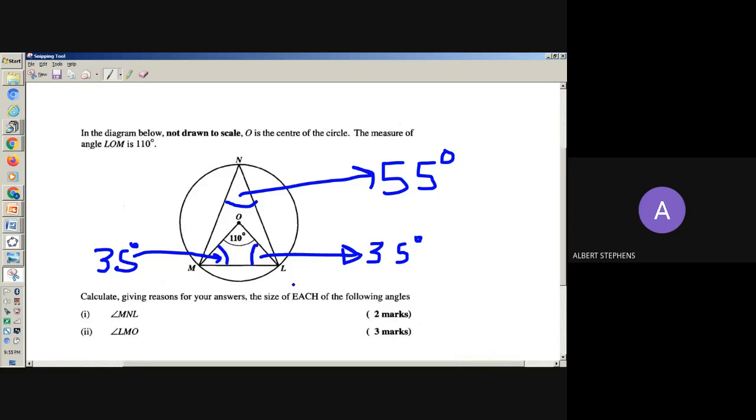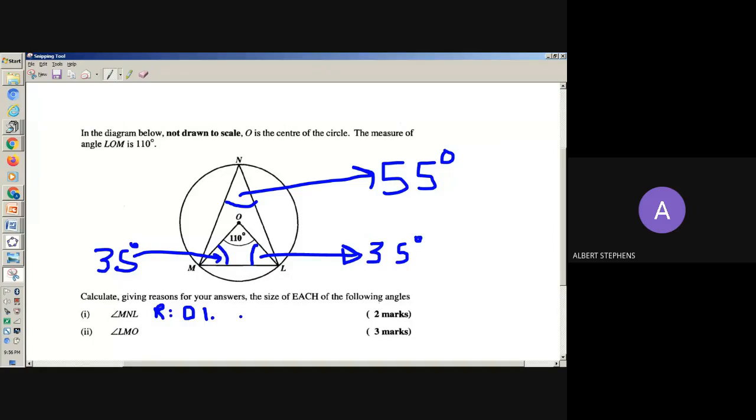All right, so it says calculate angle M and L. So M and L is 55. And the reason would be what? Diagram 1, not true? Yeah, angle standing on the same arc. Right, well, no: angle at the center of a circle is twice the angle standing on the same arc. If you can remember all of that, you'll get your 2 marks.